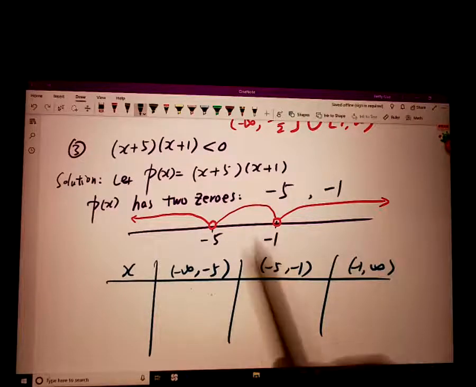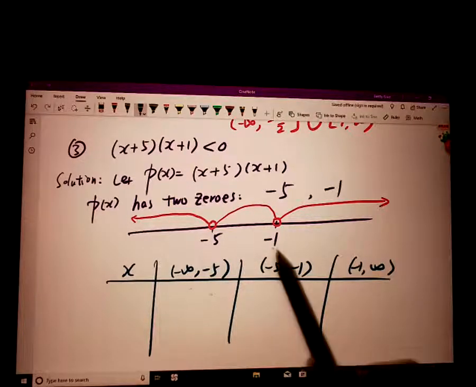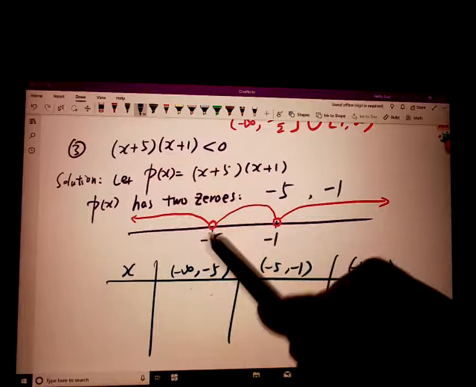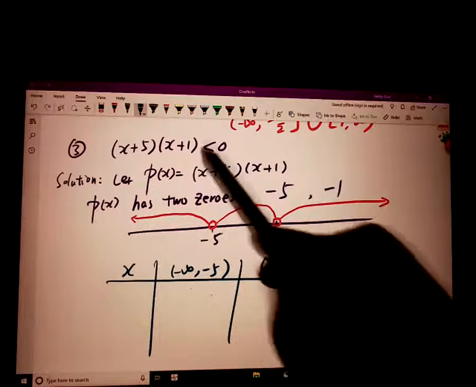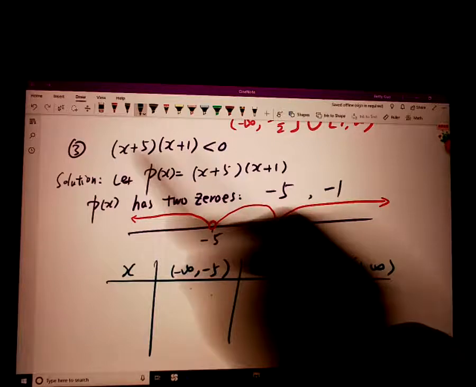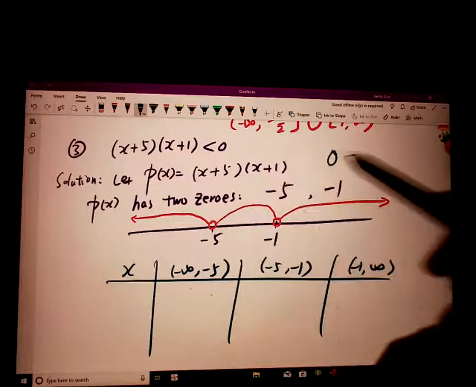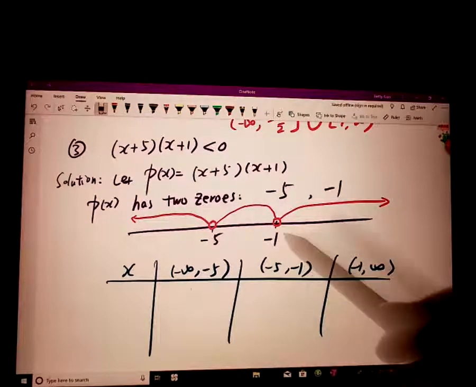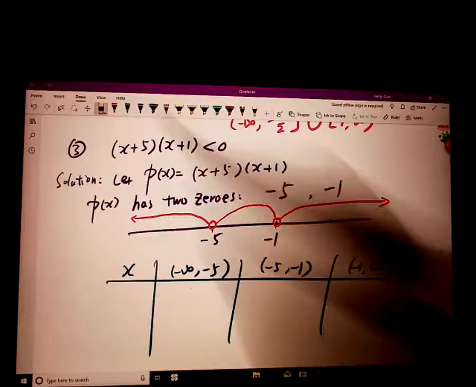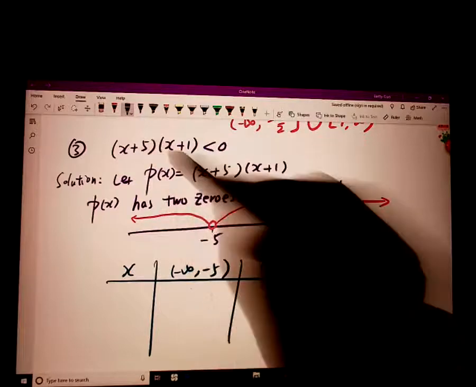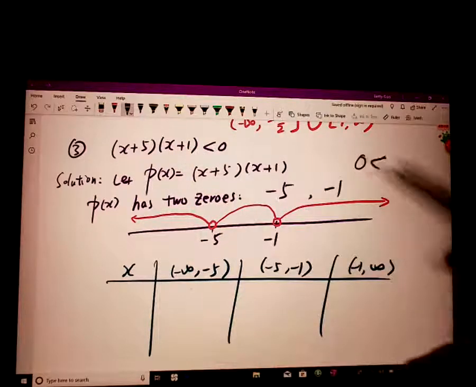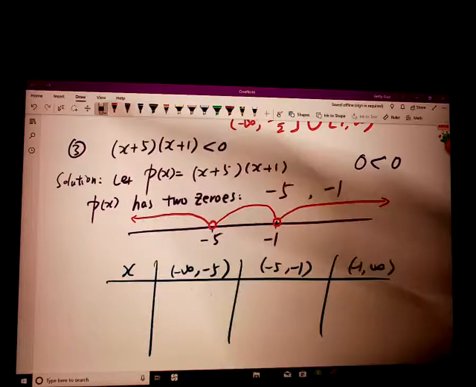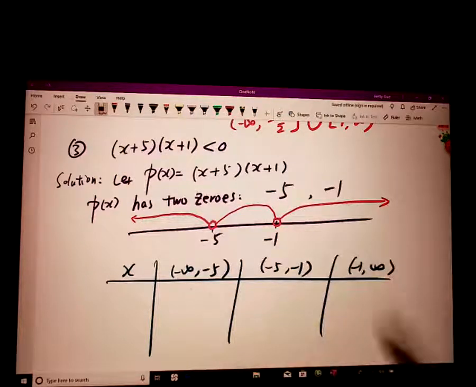Why don't we include negative 5 and negative 1? Because we know negative 5 is not a solution. If you plug negative 5 into the original inequality, you have 0 less than 0. That's a contradiction. We also know negative 1 is not a solution. Same thing, if you plug in x equals negative 1, you have 0 less than 0. That's a contradiction. So that's the reason we have open intervals.